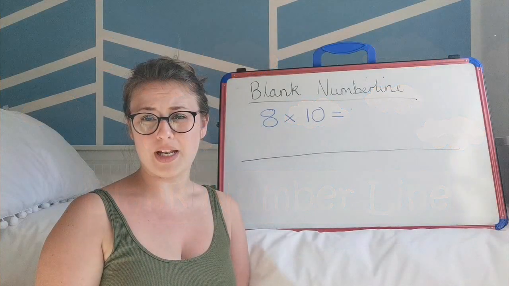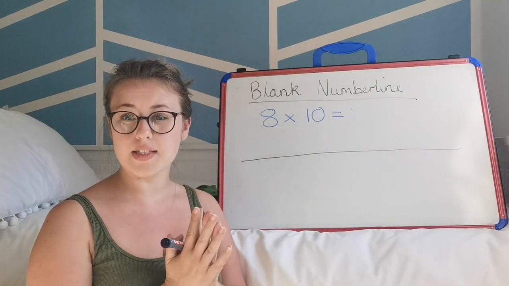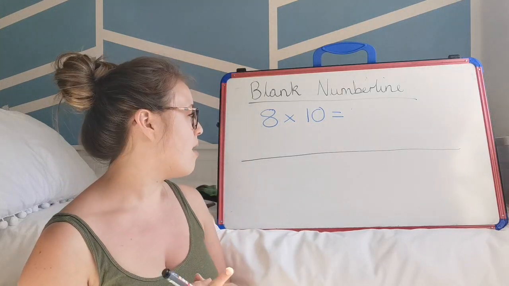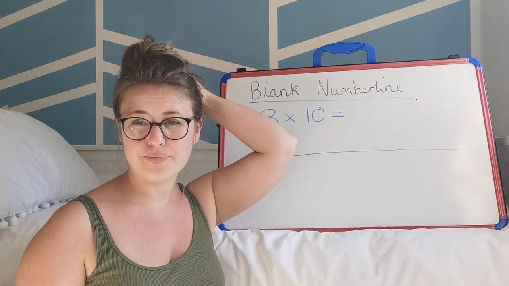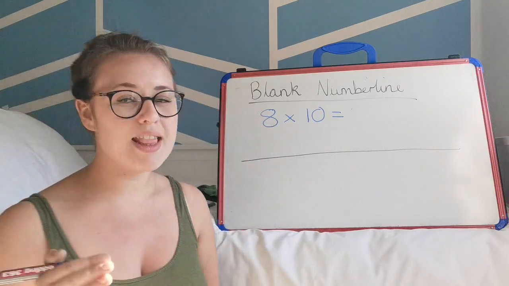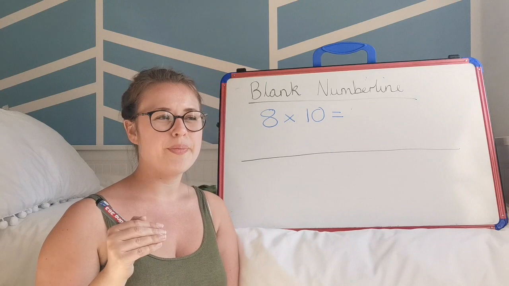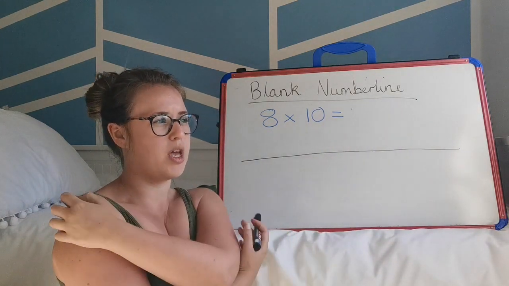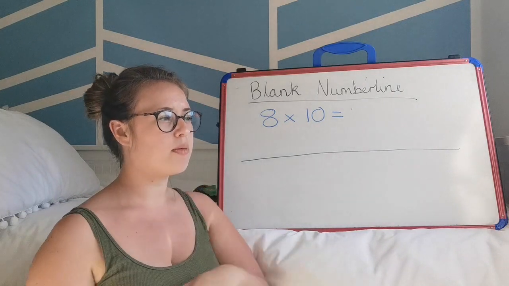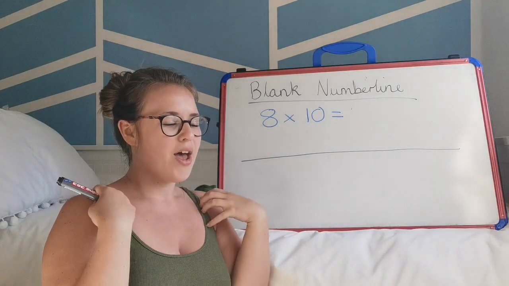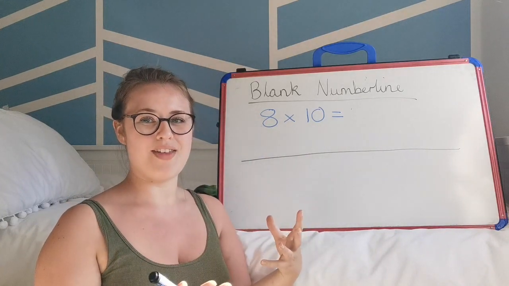A blank number line is probably your last step before counting on your fingers or in your head using times tables. And that's because in this one, it's still a pictorial strategy because you're still drawing it to help you, but it's less time consuming, and it takes more to count in groups, if that makes sense.